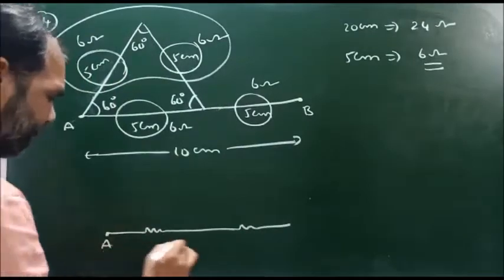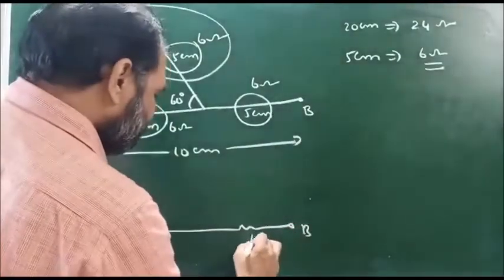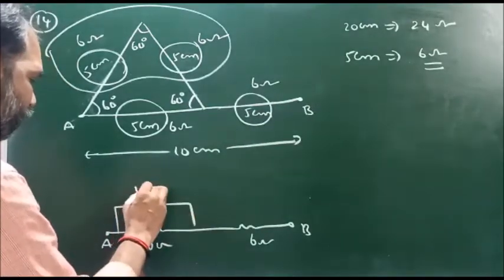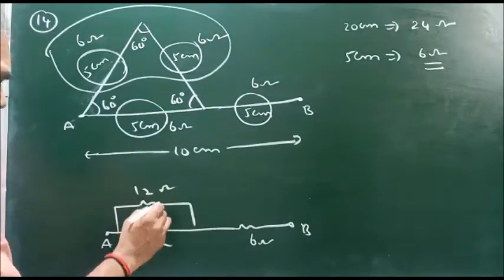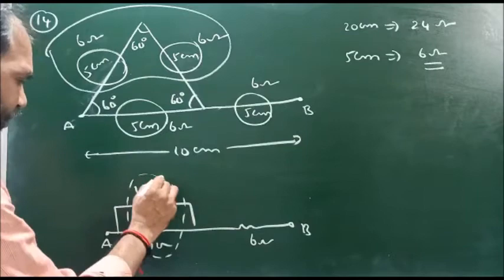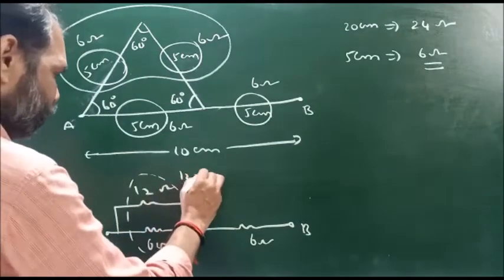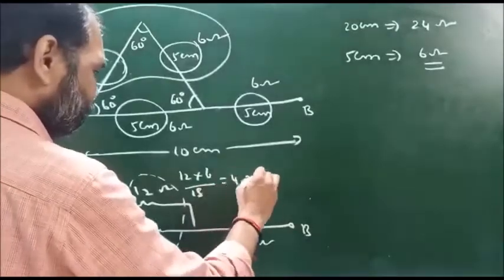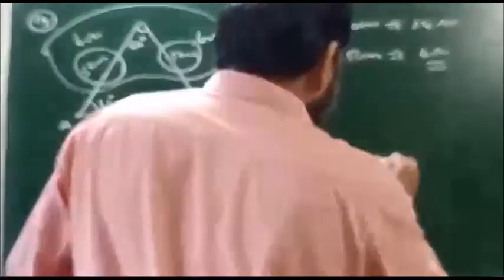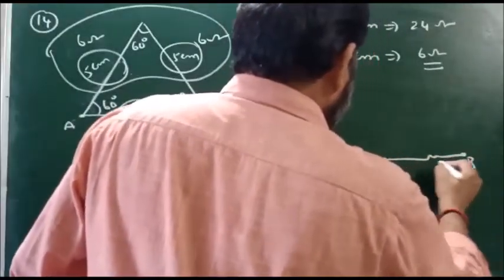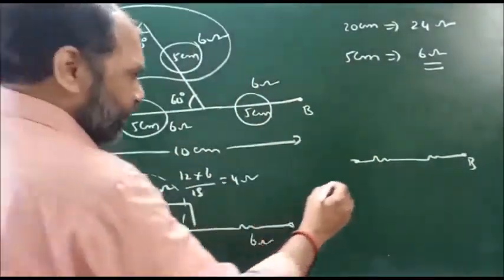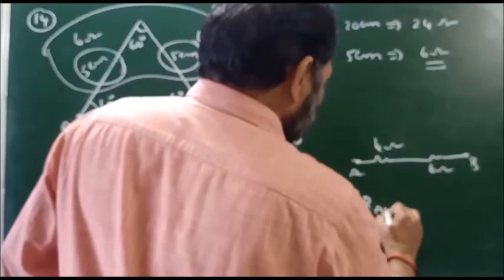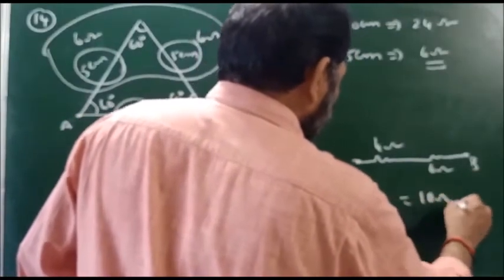This is terminal A, this is terminal B, and it is 6 ohms, it is 6 ohms. Parallel to this, we have 12 ohms. Here 12 and 6 are present in parallel. Therefore, the effective resistance of these two is 12 into 6 by 18, that is 4 ohms. Therefore, we can redraw this circuit like this. In between A and B, this part has a resistance of 4 ohms and the remaining is 6 ohms. Therefore, the effective resistance between A and B is equal to 10 ohms.